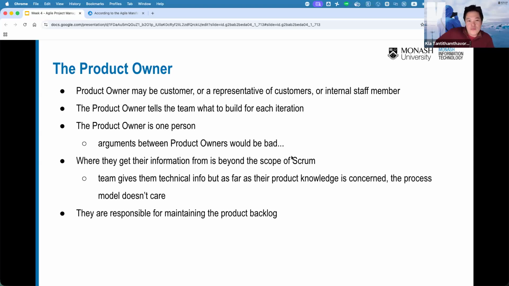The product owner is one person. Yes, normally we have only one person in a team. Arguments between the product owners would be very bad. I agree. Because the product owner is like a project manager. They determine everything. Where they get information from is beyond the scope of Scrum. The team gives them technical info, but as far as the product knowledge is concerned, the process model doesn't care. So basically, the product owner looks after the product backlog, everything, and prioritizes everything.